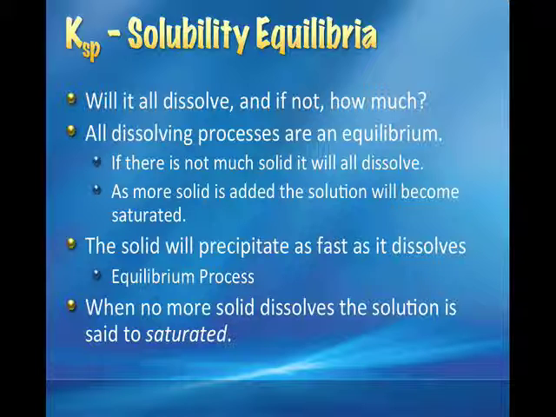The solid will precipitate as fast as it dissolves, and that's that dynamic equilibrium process that we've talked about. So the rate of precipitation is the rate of the solid dissolving. Those are equal, and that's when it's reached an equilibrium. And then when no more solid will dissolve, the solution is said to be saturated.